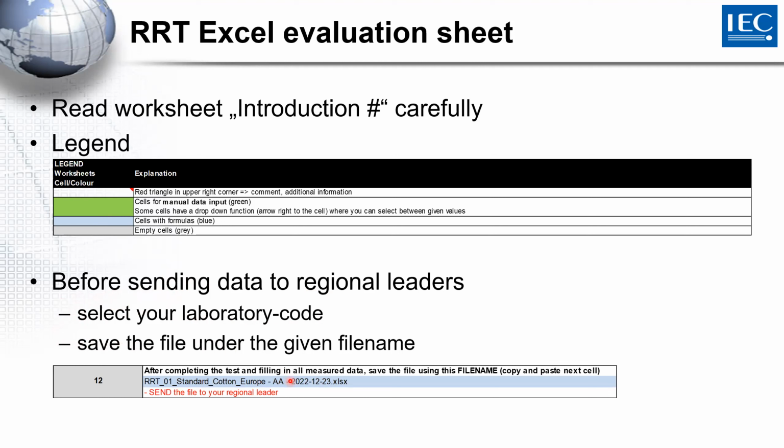There in the introduction, on the introduction worksheet, there's a cell where the file naming is automatically updated, including the laboratory code. Here is an AA for the laboratory code and the round robin test design, so that putting together all the files which we get from the different laboratories, and the evaluation of the data is easier and more convenient for those who are evaluating the data.